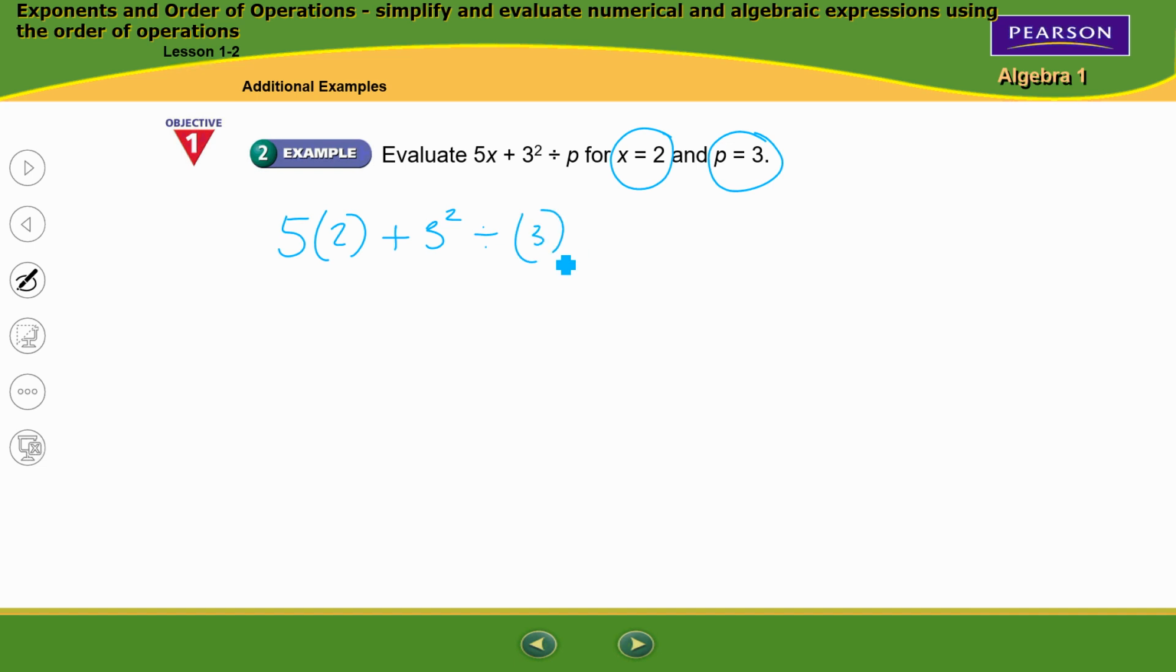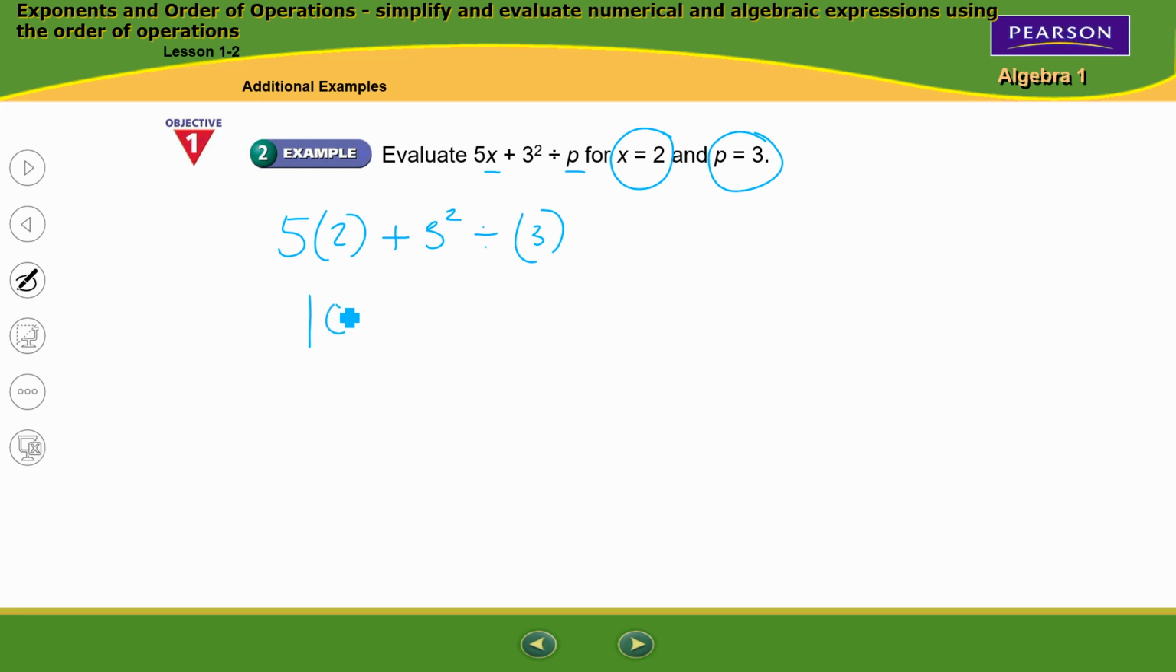Notice each time I saw a variable x or p, I put parentheses there. And inside the parentheses, I ended up substituting the value for those variables. 2 for x, 3 for p. Now I'm going to follow the order of operations just like the last one. So I'm going to look at what I've got. I've got multiplication, I've got exponents, and I've got division. I'm not saying that I have parentheses here because inside the parentheses there's nothing to do.